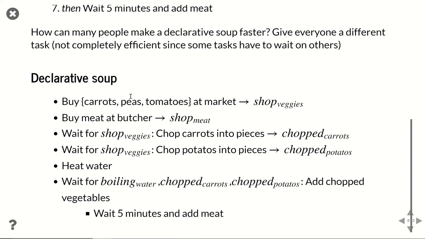Well, anyways, for this one, if you tell someone to buy tomatoes, but you never end up using tomatoes in the soup and you do lazy evaluation, then it would actually never buy the tomatoes because there's no need to do that task because it's not needed for the final result.